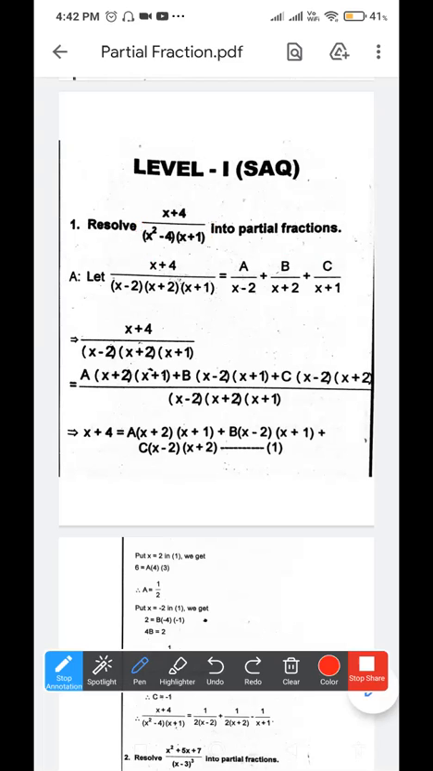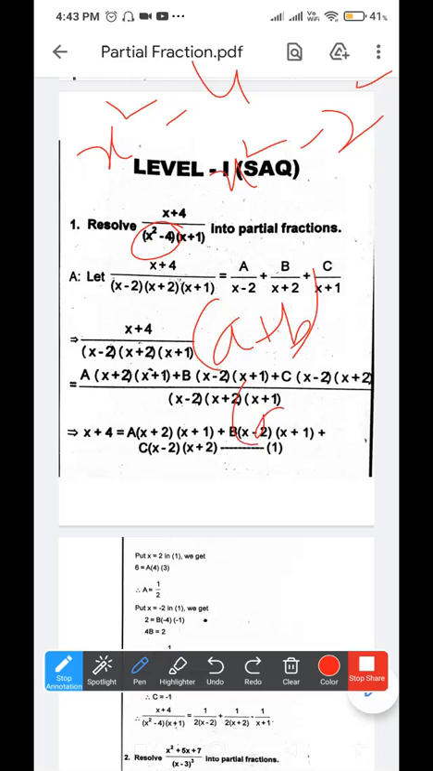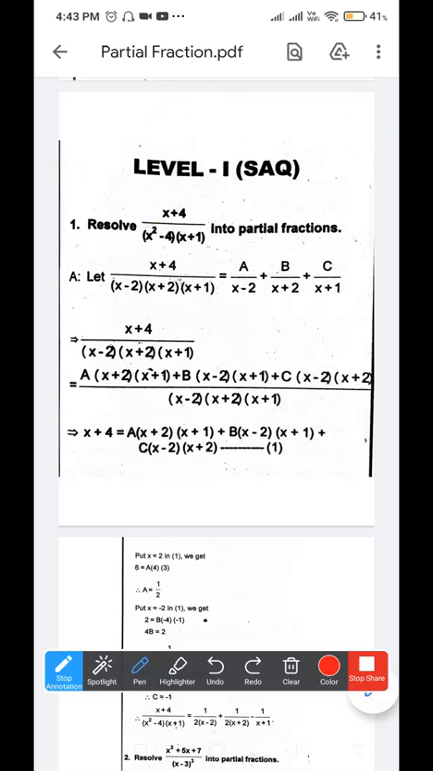As you can see, x² - 4 can be written as x² - 2², and this is in the form of a² - b². If it is in the form of a² - b², we'll write it as (a + b)(a - b). So x² - 4 becomes (x - 2)(x + 2).